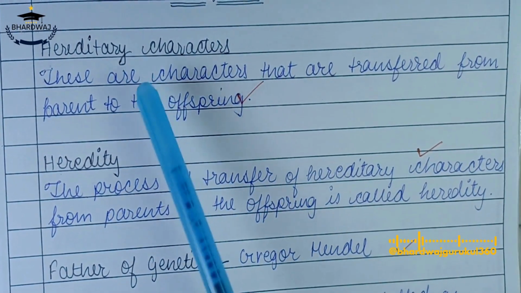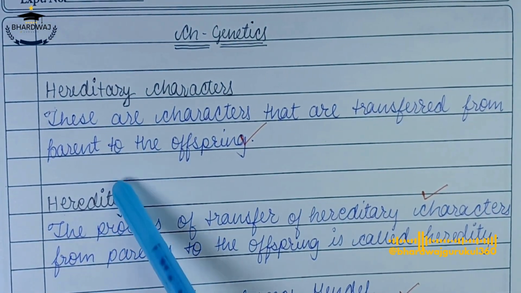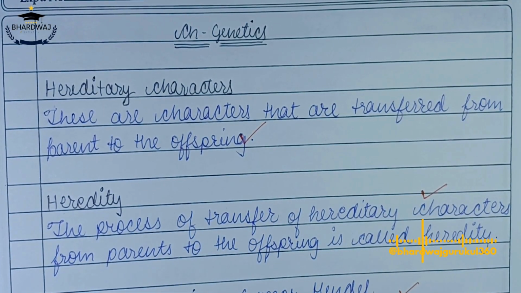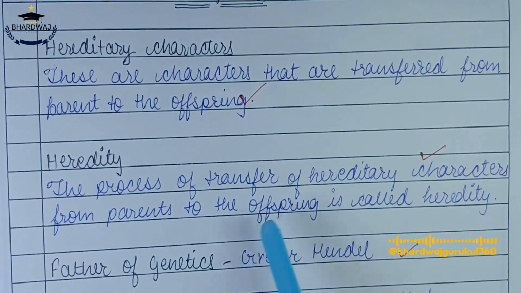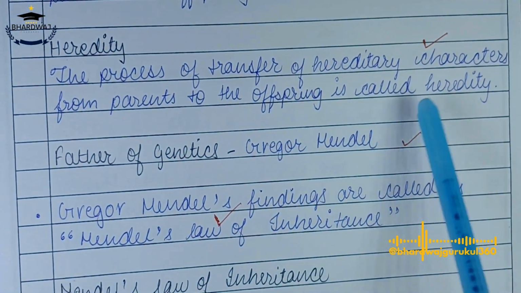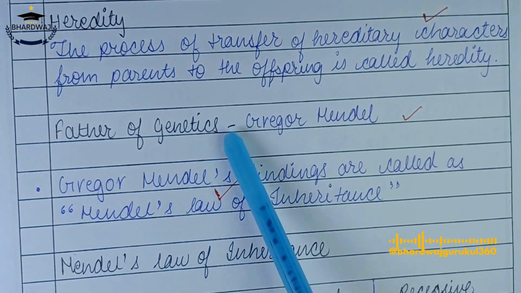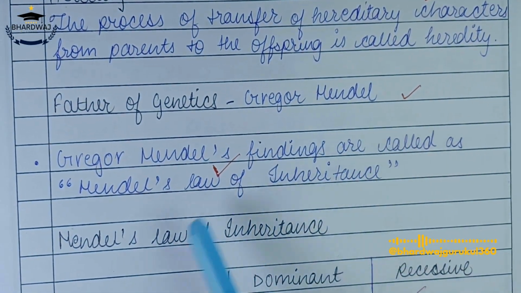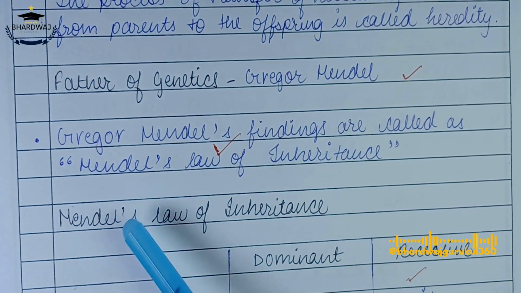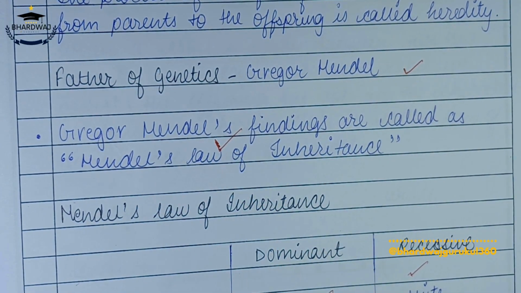Chapter Genetics. Hereditary characters. These are the characters that are transferred from parents to the offspring. Heredity. The process of transfer of hereditary characters from parents to the offspring is called heredity. Father of genetics, Gregor John Mendel. Mendel's findings are also called Mendel's laws of inheritance.